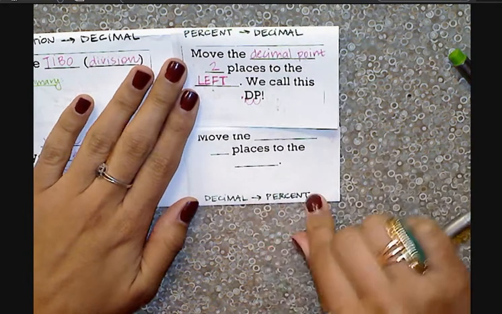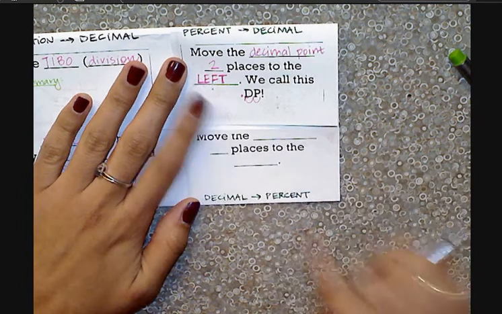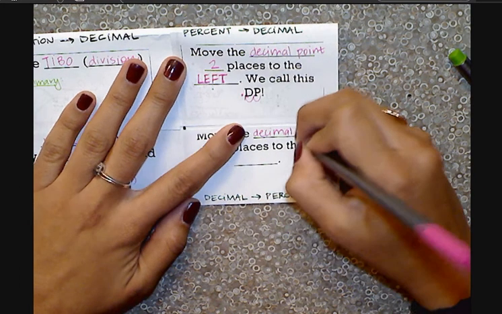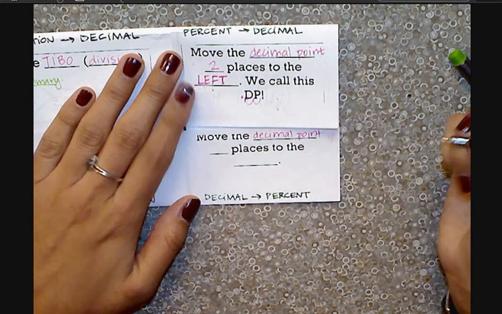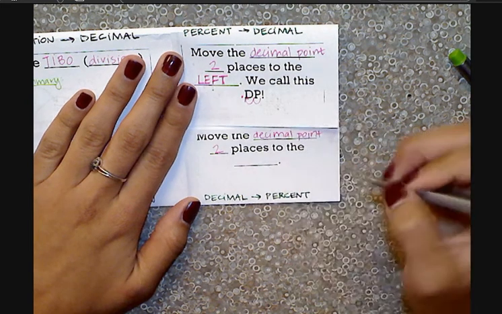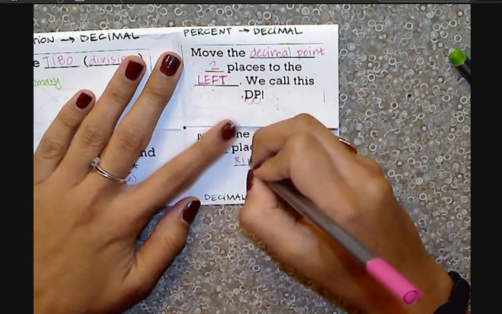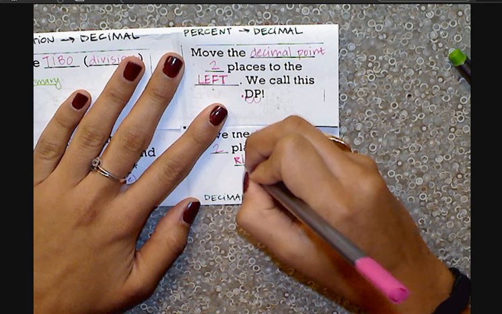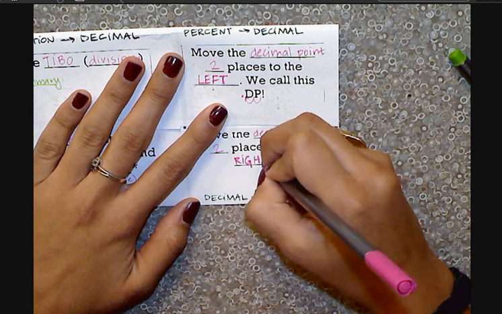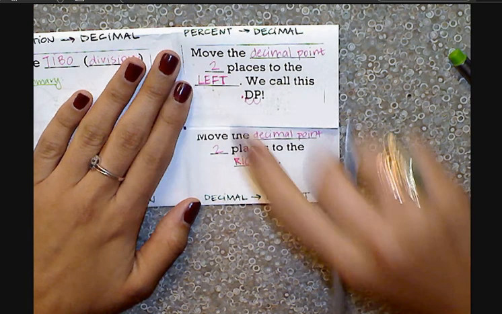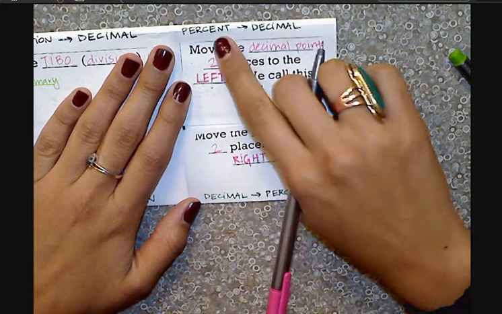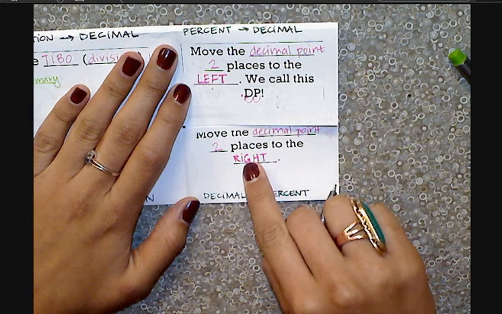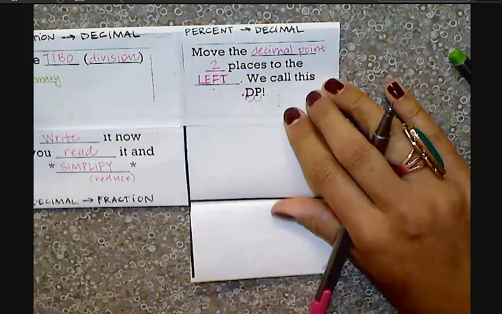Decimal to percent. To change a decimal to a percent, we move the decimal point. How many times? 2. 2 places to the right. And again, write that in big letters so that you know which time we use to move it to the right and which we use to move it to the left. Percent to decimal is to the left and decimal to percent is to the right. Okay? Our very last example right here.